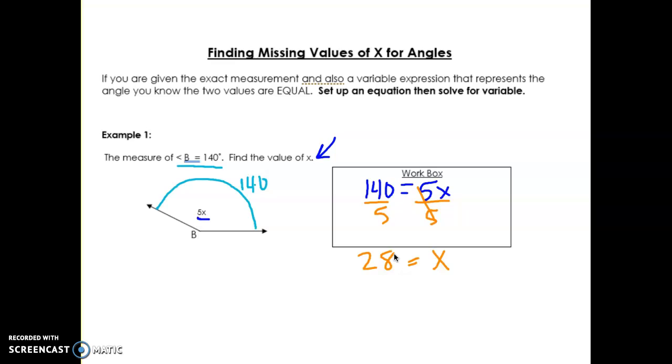Now you could always check your work, right? We have 5x was our variable expression. That should be equal to 140. So if we have 5 times x, or 28, it should equal 140. If we do the math, we do get 140 equals 140.